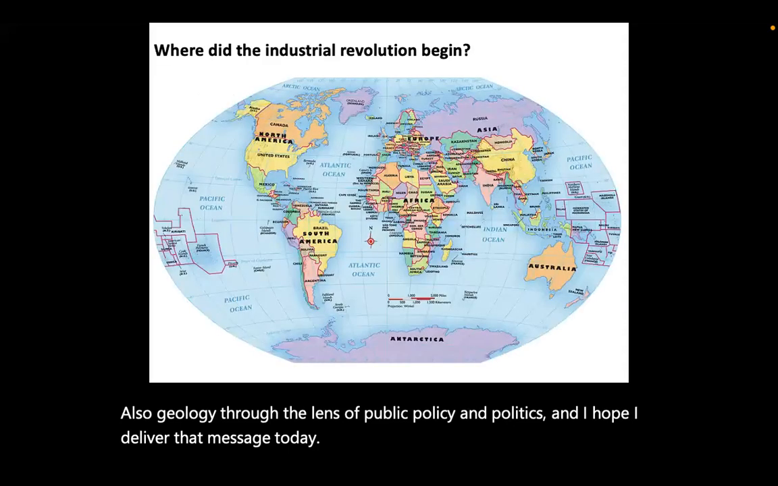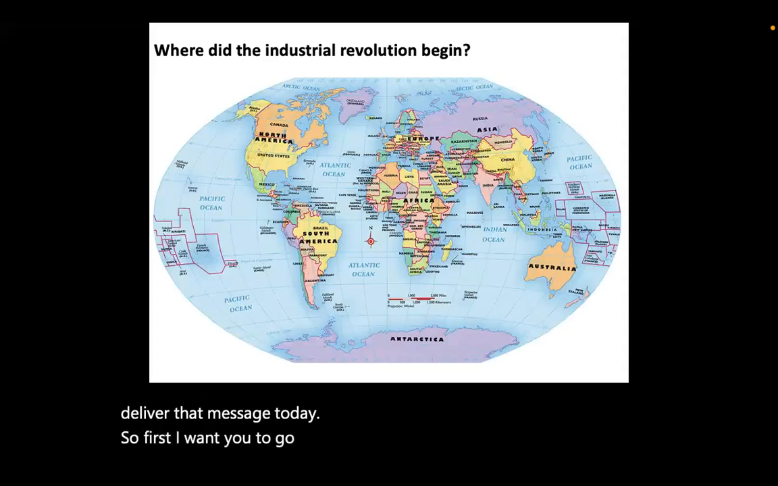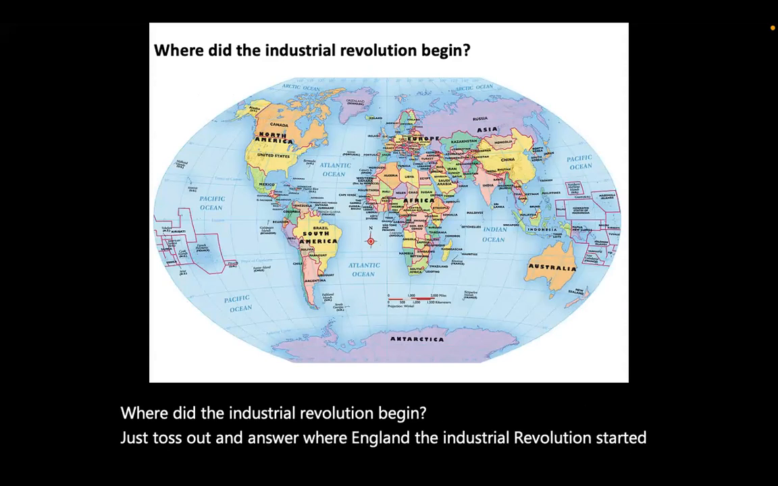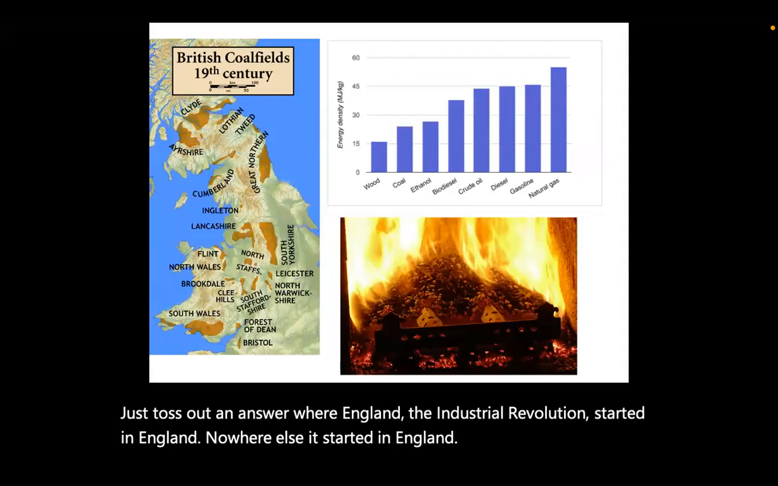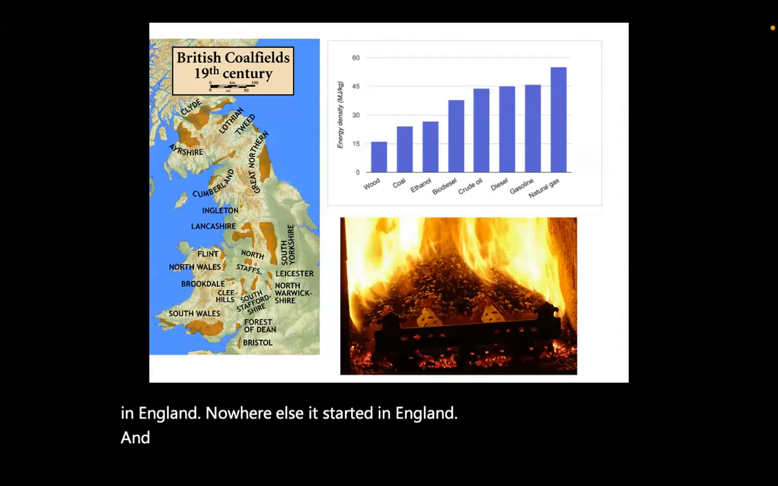So first I want you to go back in time, and I'm going to start with a question. Where did the Industrial Revolution begin? Just toss out an answer. Where? England. The Industrial Revolution started in England. Nowhere else. It started in England. And why? Why did it start in England?